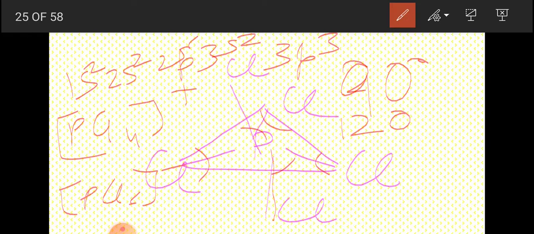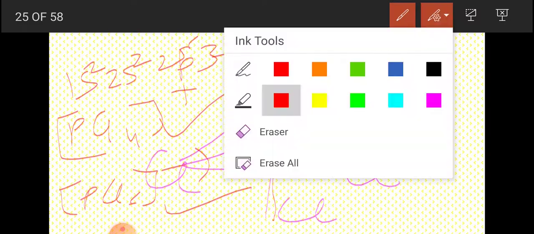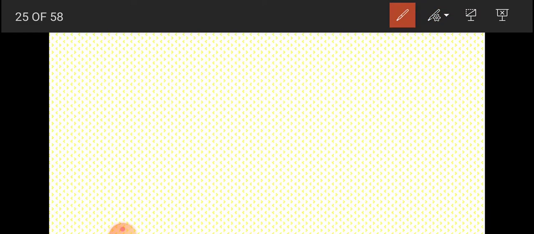Thus PCl4 and PCl6 have tetrahedral and octahedral structures respectively. Okay, that PCl4 will have a tetrahedral structure and PCl6 will have an octahedral structure. Let's draw another molecule. Let's draw sulfur tetrafluoride, SF4.